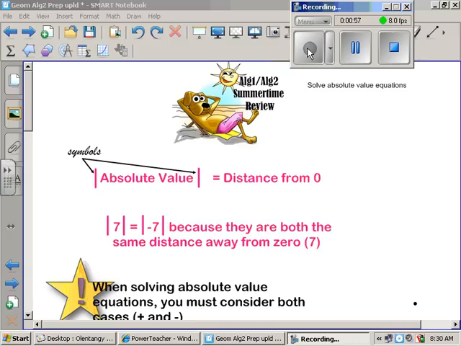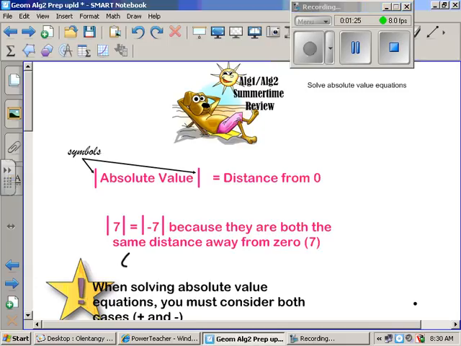I could go this way, right? So I'm still 3 steps away from Cameron. It doesn't matter in what direction I move. Distance is always going to be positive. Since absolute value is the distance from 0, it's always positive. So the absolute value of 7 is equal to the absolute value of negative 7 because they're both the same distance away from 0.